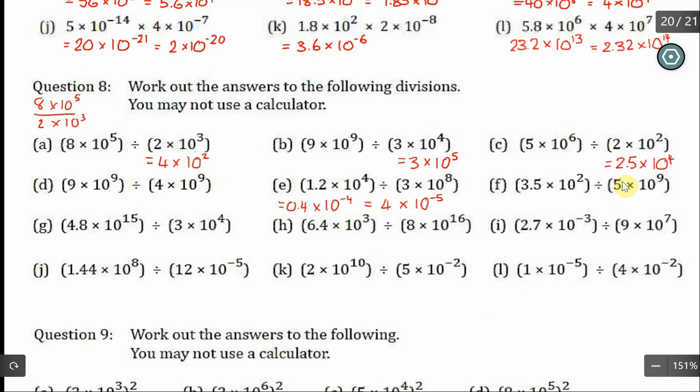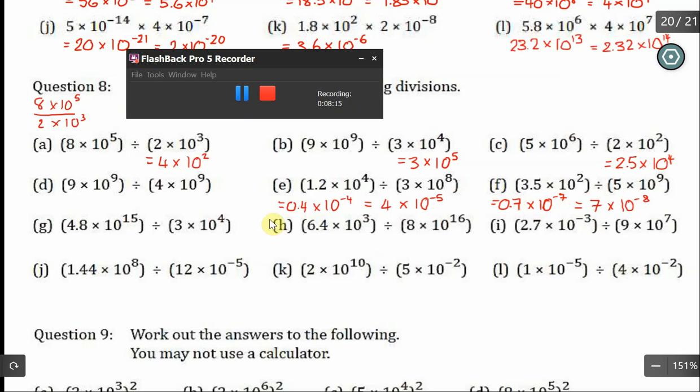The same thing's happening on this next one. 3.5 divided by 5. Well, if it was 35 divided by 5, that'd be 7. So 3.5 divided by 5 is 0.7. 10 squared divided by 10 to the power of 9, so 2 take away 9 is negative 7. So I need to times this by 10 to make it 7. I need to divide this part by 10, so this will decrease by 1, so 10 to the power of negative 8. Okay, now I'm going to pause the video and fill in the rest, and you should too.